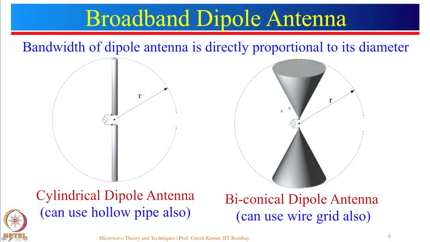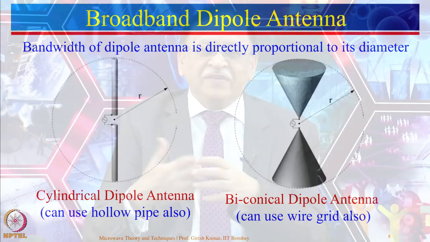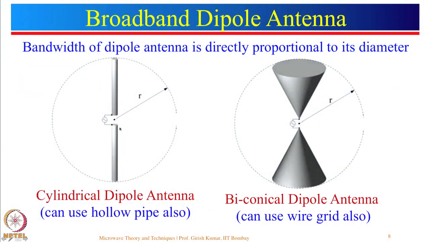So if you want very large bandwidth, then a biconical dipole antenna can be used, and this particular antenna can give very large bandwidth. However, these dipole antennas require input which is plus over here, minus over here. However, the majority of the sources may have a single-ended output, the other terminal being a ground plane. But to feed the dipole antenna, we need plus over here, minus over here, which is known as a balanced feed.